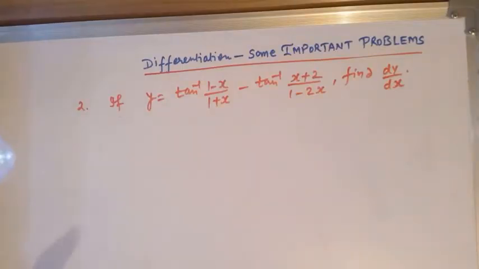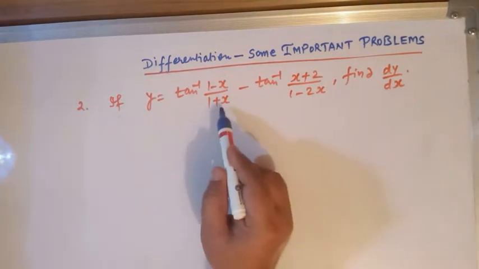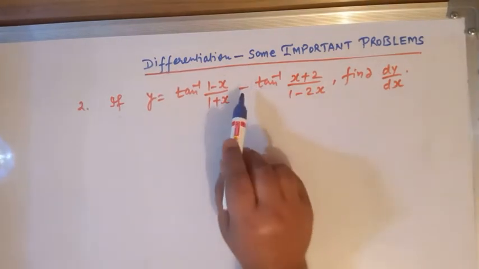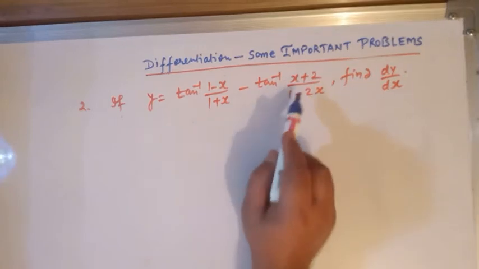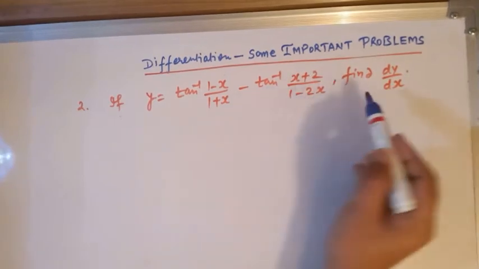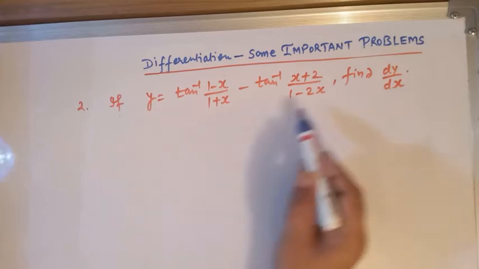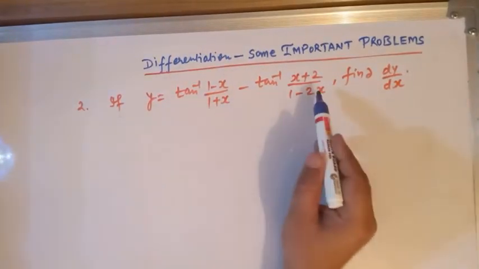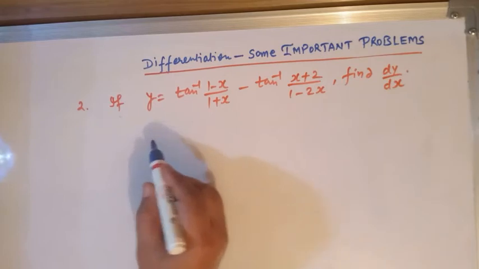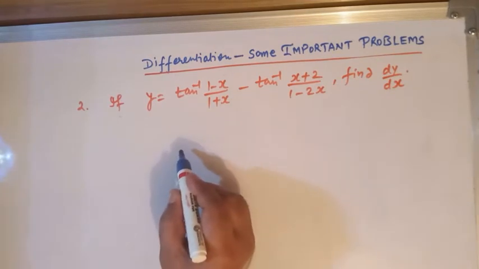Here we have y is equal to tan inverse of (1 minus x) over (1 plus x) minus tan inverse of (x plus 2) over (1 minus 2x). Here we have to find the value of dy over dx. Viewers, again, as we have seen in our first example, we'll closely examine this question, and we'll make use of the formula.